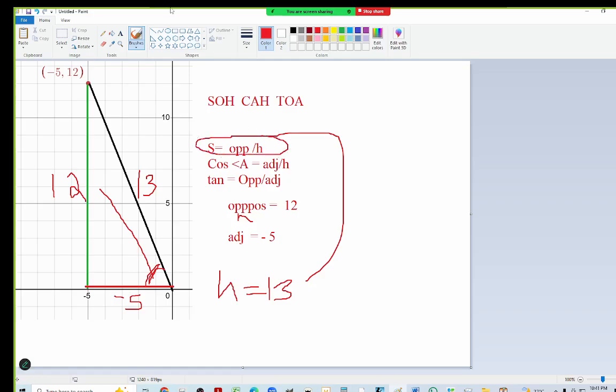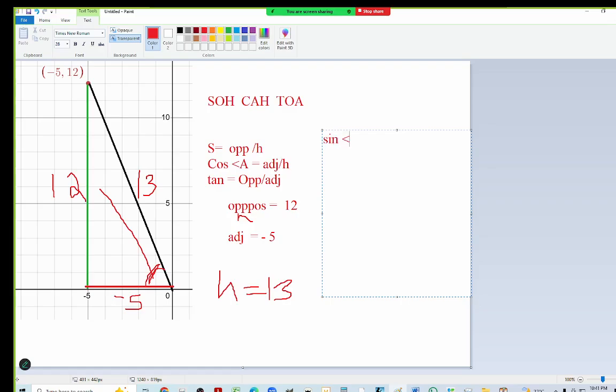Sine is opposite over H. What do I get? 12 over 13. Yep. Cosine of the angle A is what? -5 over H, which is 13. And then TOA: 12 over -5. Tan of the angle is 12 over -5.